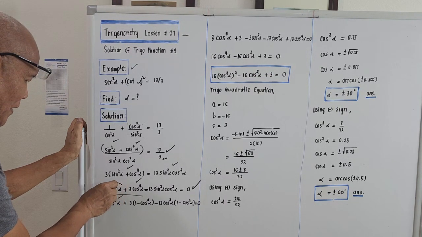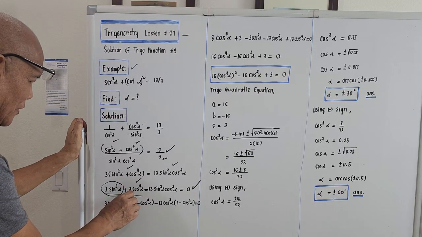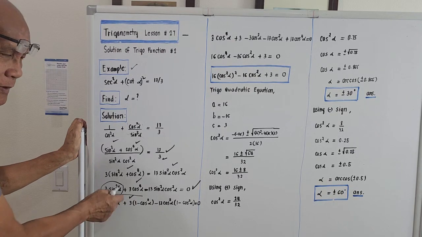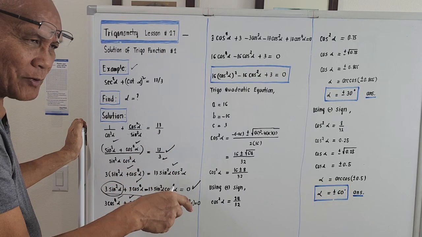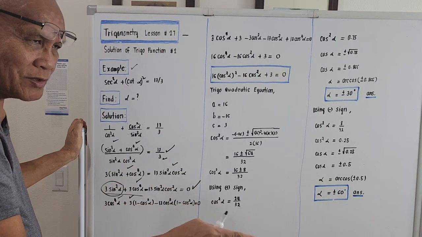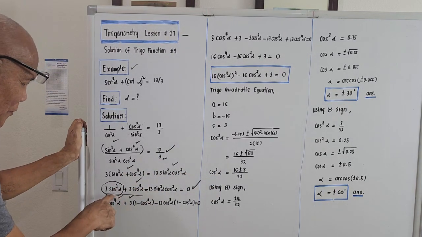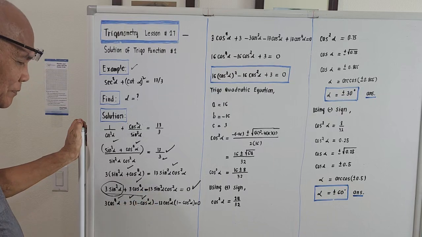We simplify this one. We place the coefficient 3. Then we replace sine square of alpha by the quantity. Sine square of alpha plus cosine square of alpha is 1. Therefore, sine square of alpha will be 1 minus cosine square. So we replace the sine square of alpha by the quantity 1 minus cosine square of alpha.